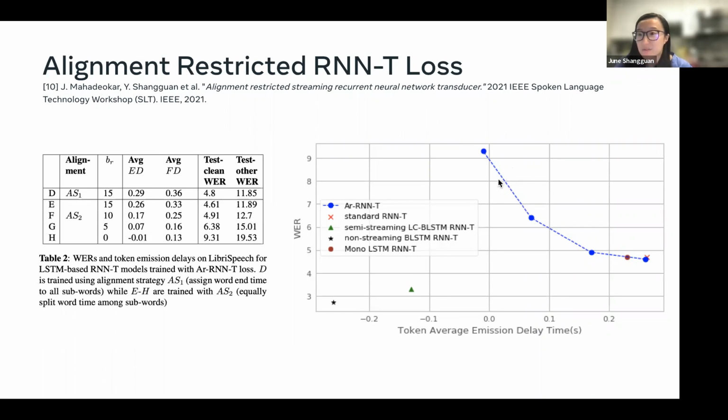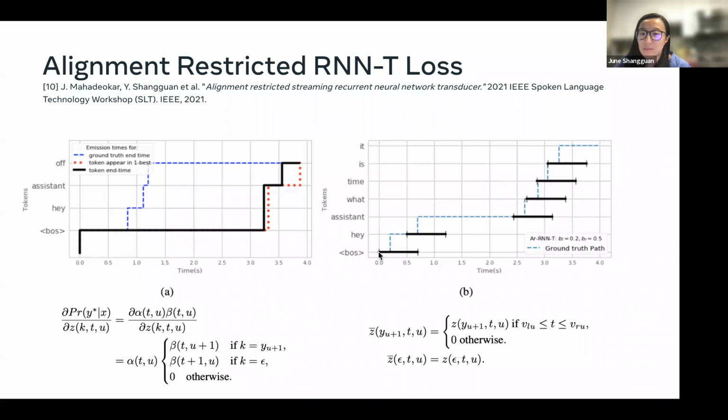Also, a side effect of latency control, let's go back to here, is that because you're no longer summing up all the lattices, and you only look at this band of paths around the ground truth, you can compute your model 4 times faster on GPU, which means 4 times GPU resource savings if you train with alignment restricted RNNT.